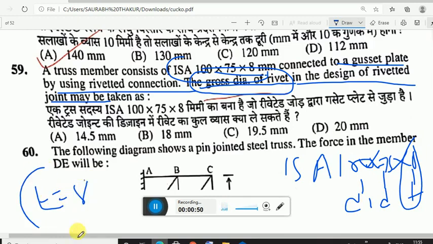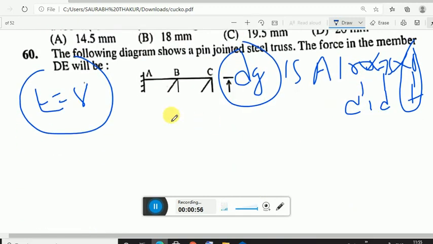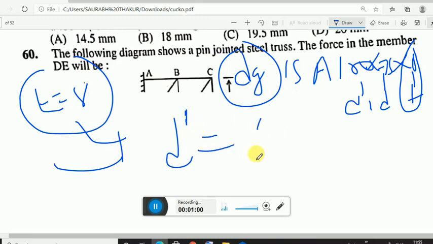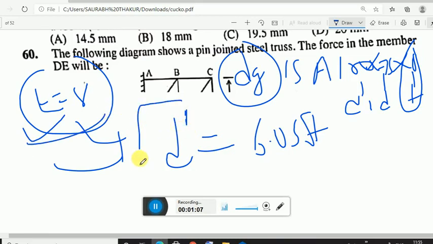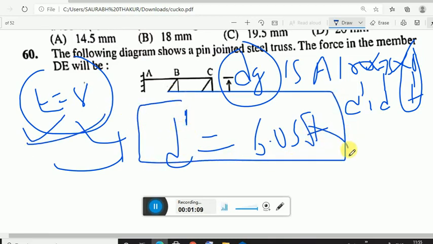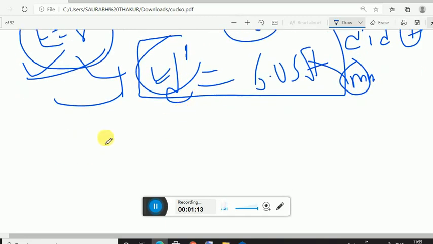What you have to do is calculate the gross dia, that is, you have to calculate dz. First, you have to calculate d dash by using Unwin's formula: d dash equals 6.05 under root t. Thickness is already given. You just have to put it in mm and you will calculate d dash.